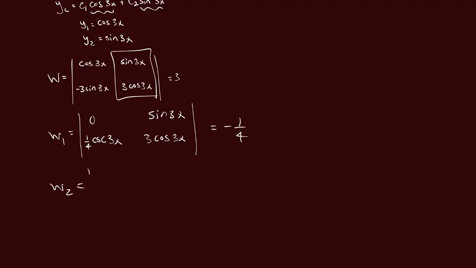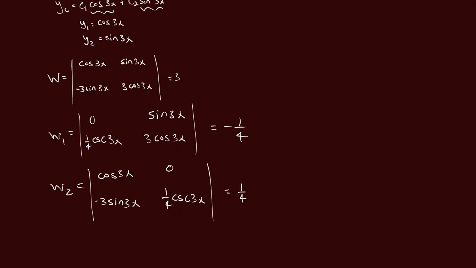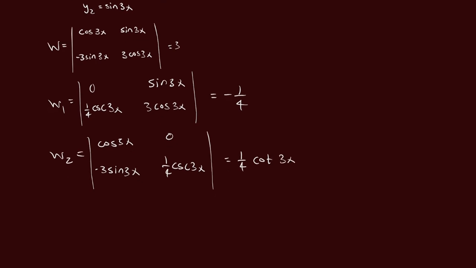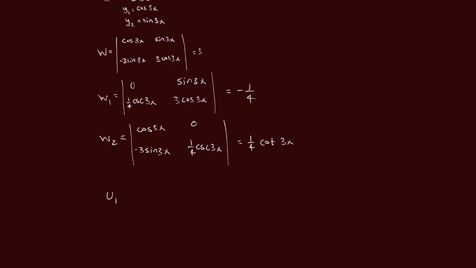Now for w2, the left side just includes this portion, and the right side is just this portion. So it's just 1 over 4 cosecant 3x times cos 3x minus 0. Recall that cosecant is just 1 over sine 3x, and cos over sine is just cotangent. So it'll just be 1 over 4 cotangent 3x.